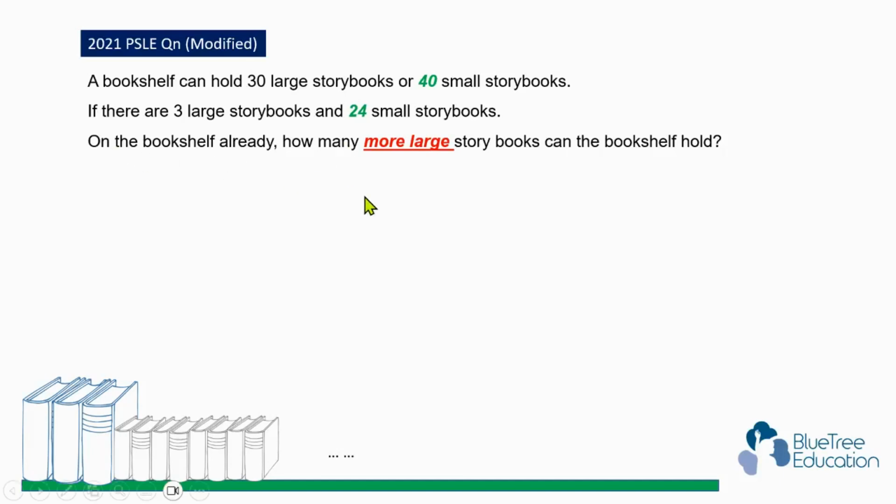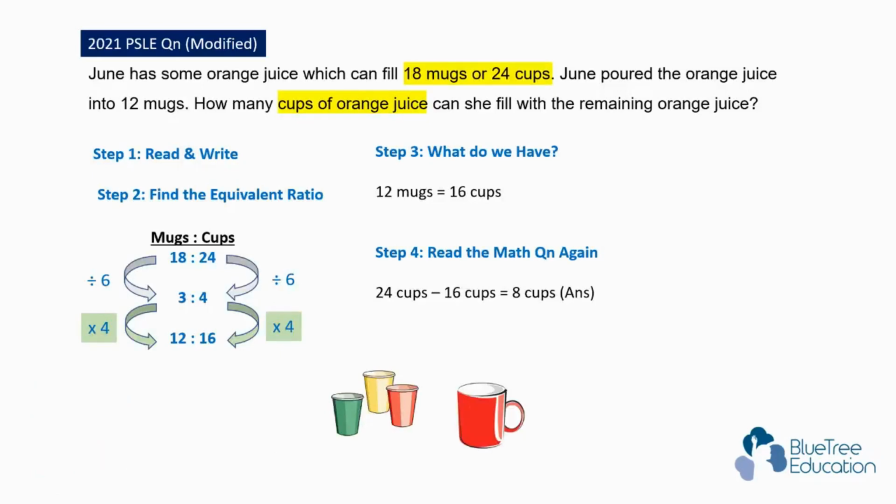And if there are 3 large storybooks and 24 small, you can see that there are more criteria given already. Just now, the earlier question only mentioned, let me bring it back, they only mentioned that they poured into 12 mugs. So one level up will be, it says poured into 12 mugs and 2 cups, for example. You see that? So this is level 1, okay?